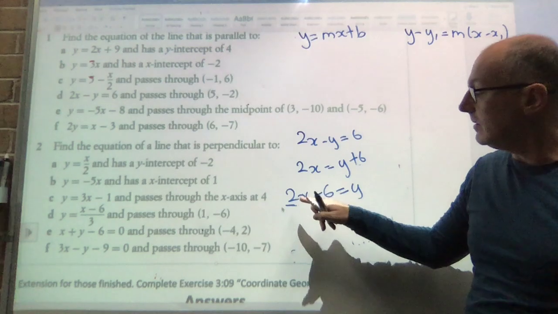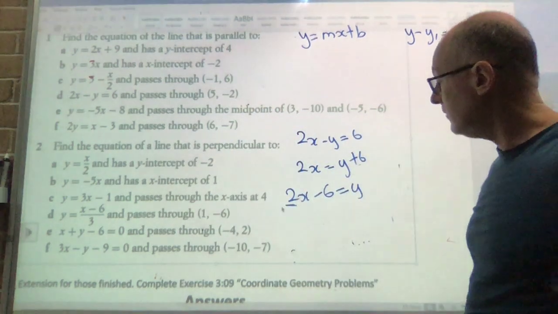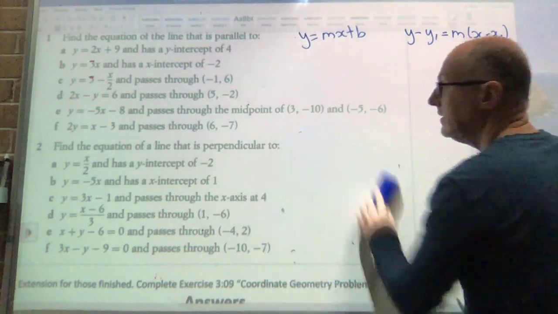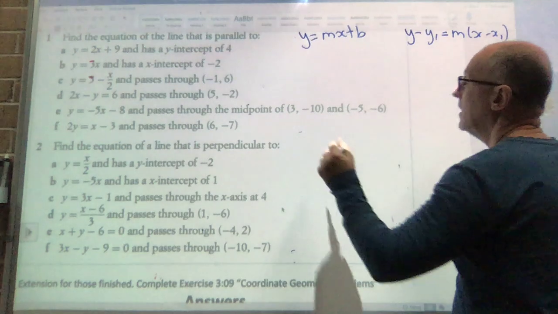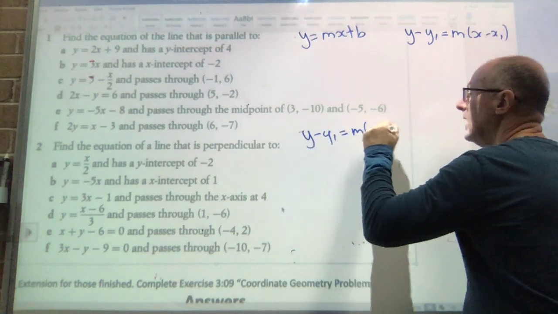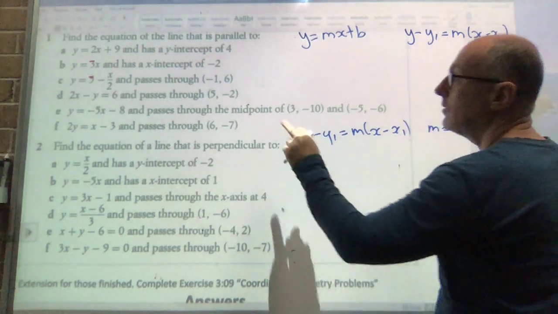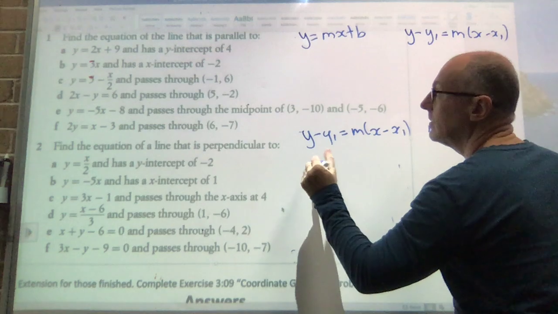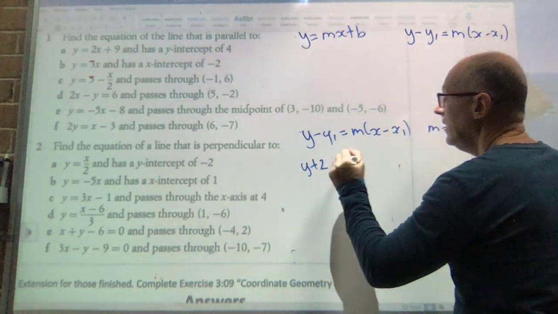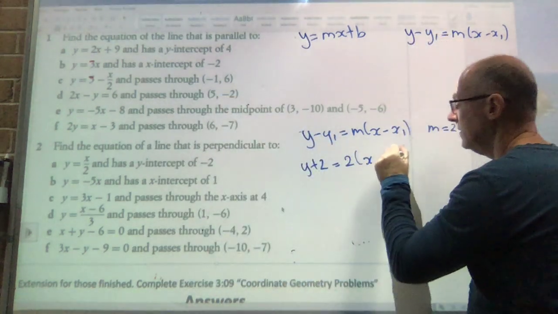So we can use the point gradient formula, which is this one here. I'll just rub that out. Remember, the gradient is 2. Okay, so let's have a go at question D. So write out the formula. y minus y1 equals m(x minus x1). Remembering that the gradient is 2 and the coordinate is 5, minus 2. So we go y minus minus 2, or y plus 2, equals 2 times x minus 5.